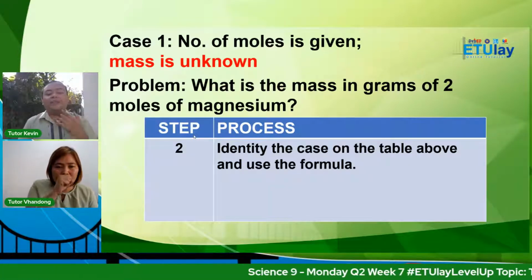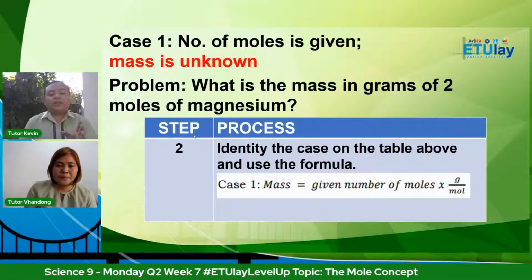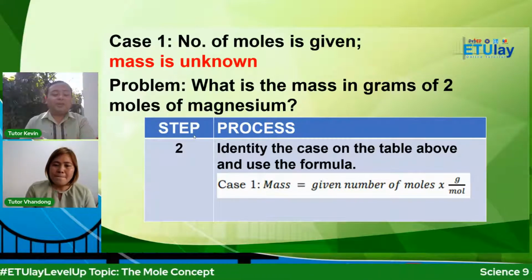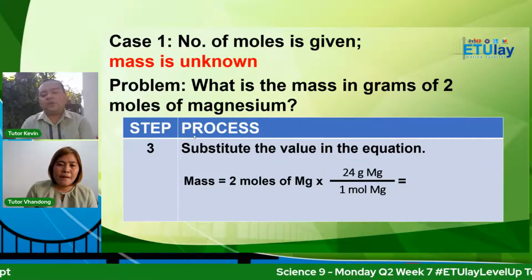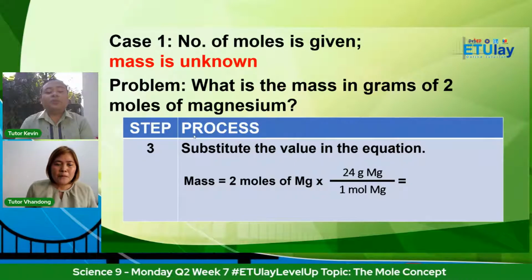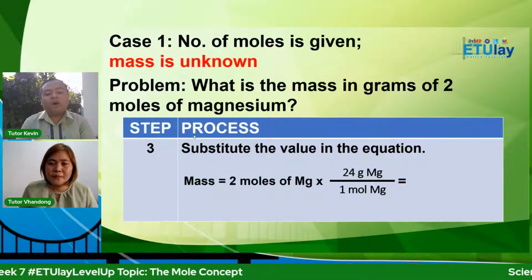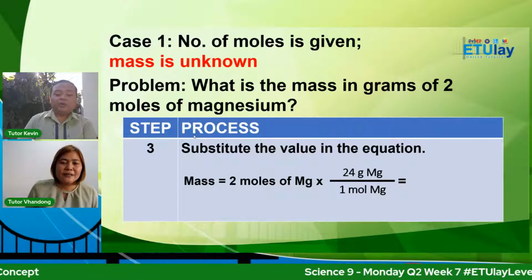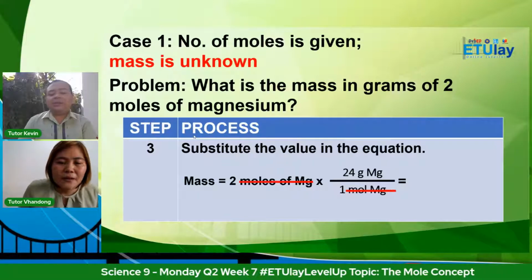Step 2: identify the case on the table above and use the formula. Case number 1: mass is equal to the given number of moles times grams divided by mole. This is the equation we will use. Substitute to arrive at our working equation: mass is equal to 2 moles of magnesium times 24 grams of magnesium divided by 1 mole of magnesium. First, let's cancel the moles of magnesium.